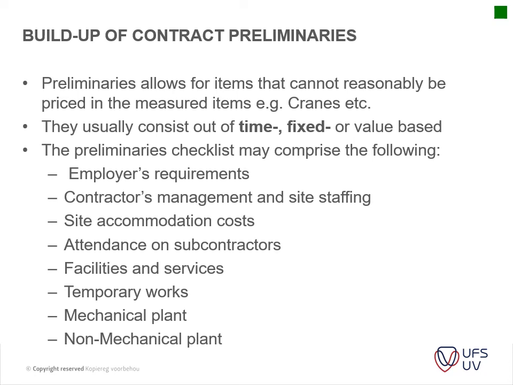Okay, the build-up of your contract preliminaries. Preliminaries allow for items that cannot reasonably be priced in the measured items, for instance the cranes that I've spoken about. Your preliminaries usually have time items, fixed items, and value-based items. So your time items might be your insurance, your upkeep of offices, site offices. Then you might have fixed rates for site establishment and enclosing of your site. So your P's and G's might be paid out according to this item has been completed, and now you can get the money in your payment certificate.